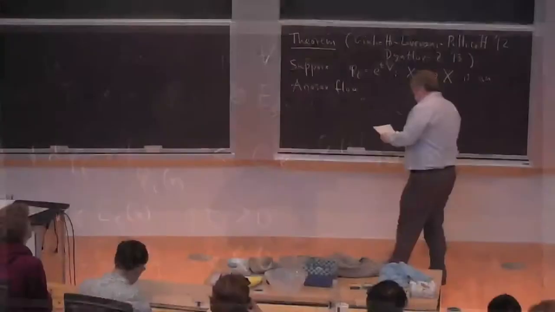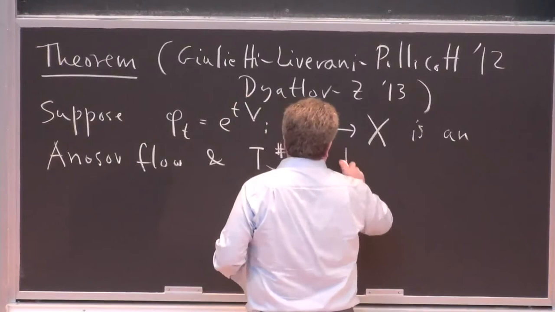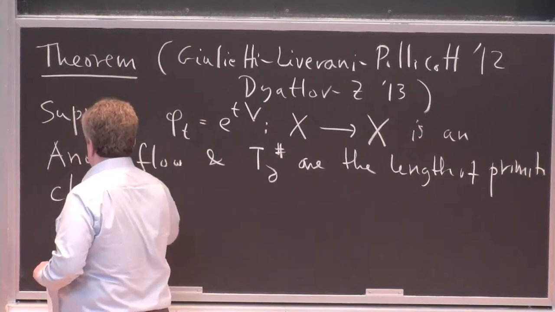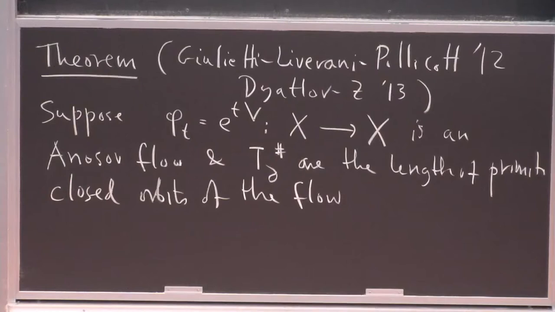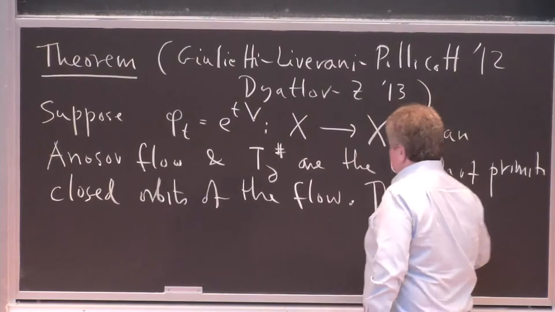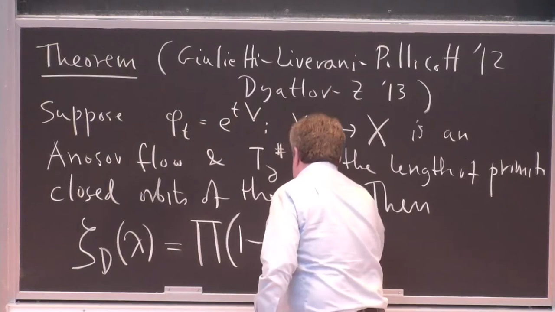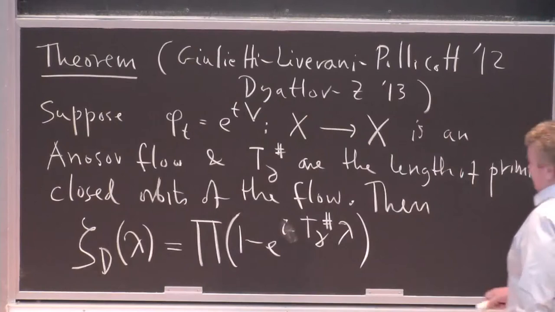So suppose this is an Anosov flow, and T_gamma star are the lengths of primitive closed orbits of the flow. So primitive means that we have a closed orbit, and I count only the length after the first closing. I don't count the multiples of the length. Then the dynamical zeta function, and I'm going to use lambda today rather than s as yesterday, is meromorphic in C.